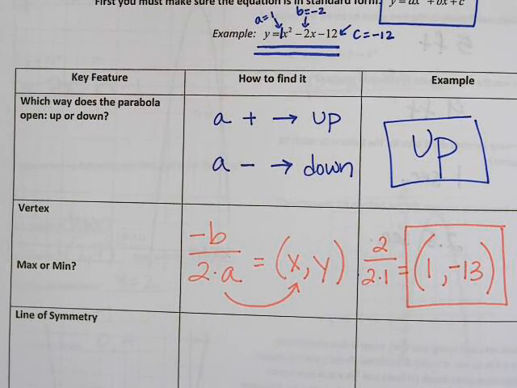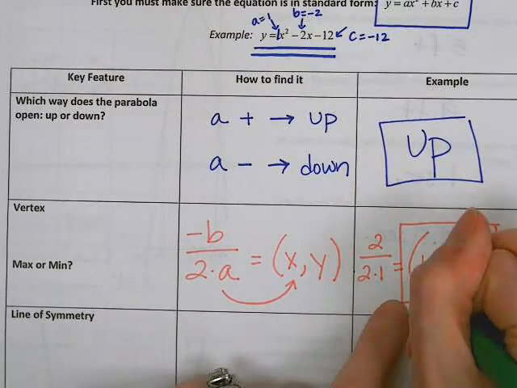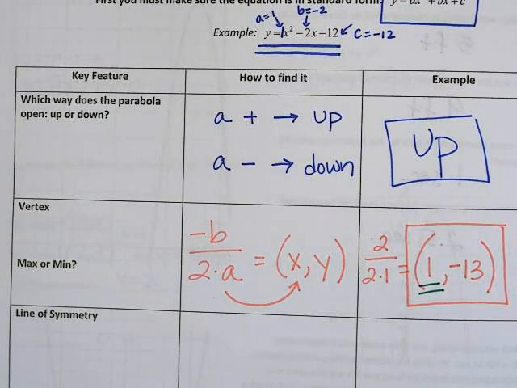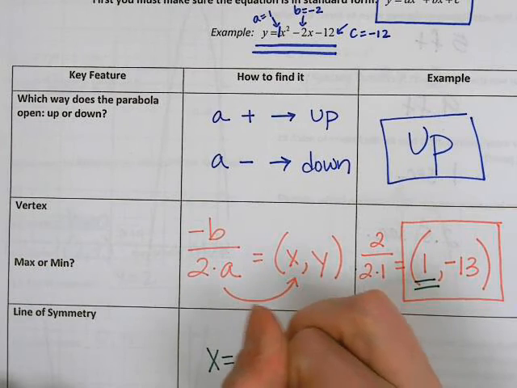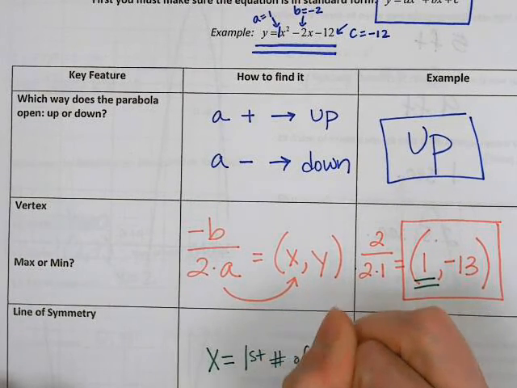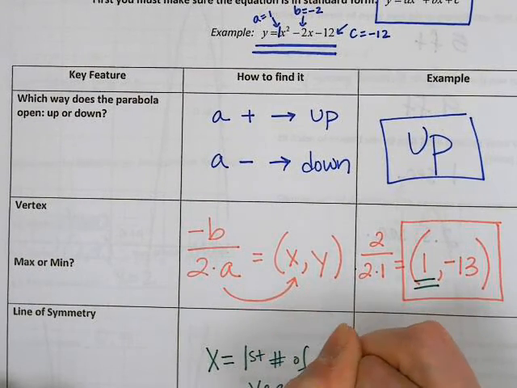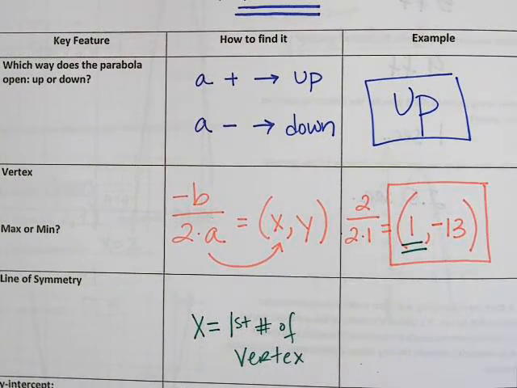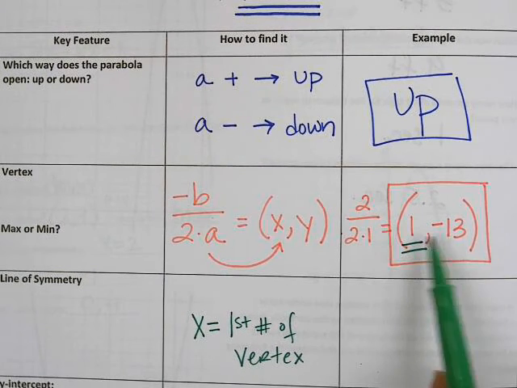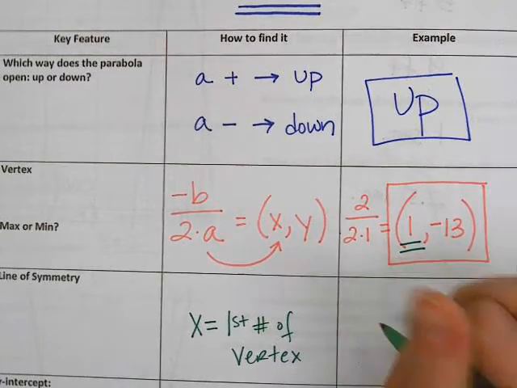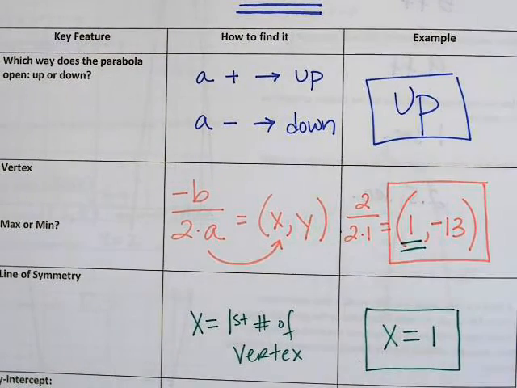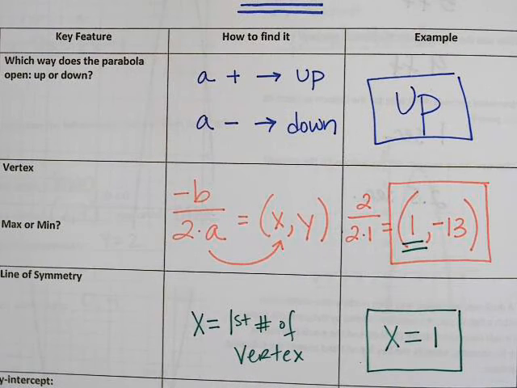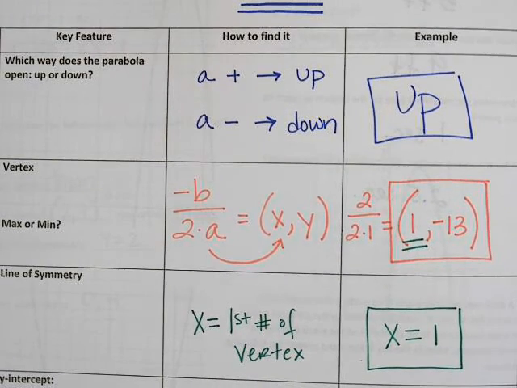The line of symmetry is always the first number of the vertex. And it's always a line, so it's always x equals whatever the first number of the vertex is. For our example, if the vertex was 1 comma -13, then the line of symmetry is x equals 1. Okay, moving on. You guys are doing great.